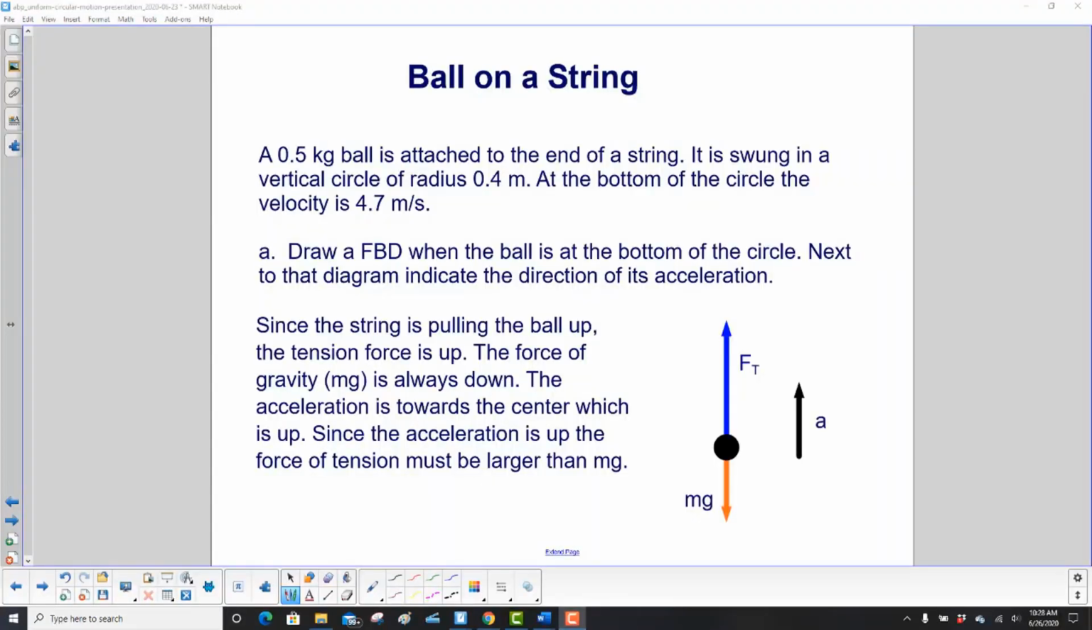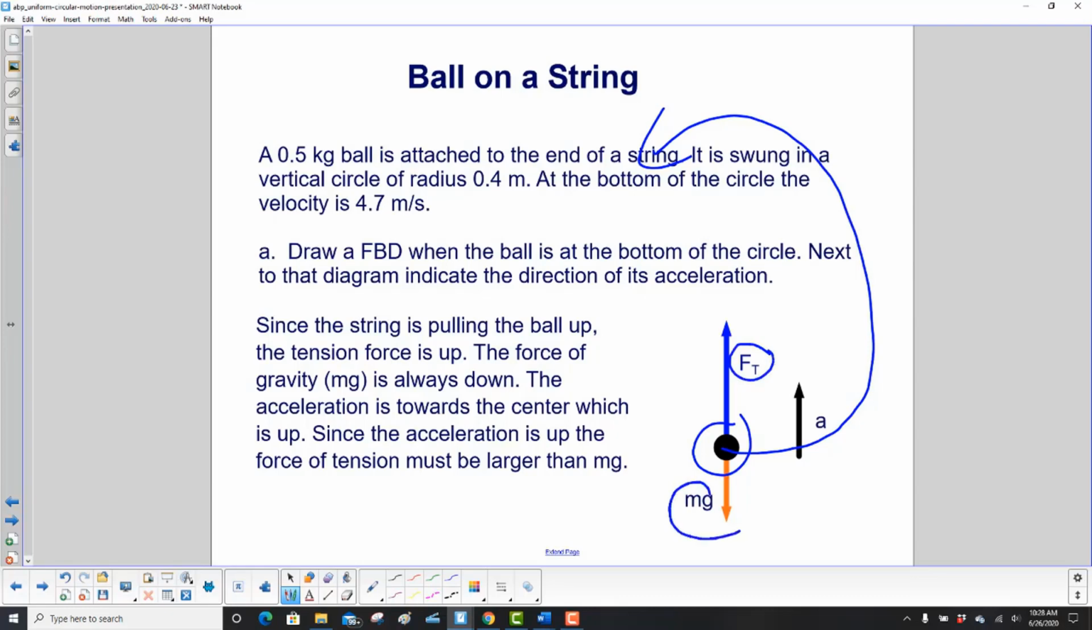This time, we have the ball at the bottom of the circle, right? So it's moving like that. That's not a great circle, but it gives you the idea. The string is pulling the ball up, so the tension force is up. Gravity, of course, is always pointing down, and this time the acceleration vector switches. You always have to point to the center of the circle, and when you're at the bottom, the center of the circle is straight up.